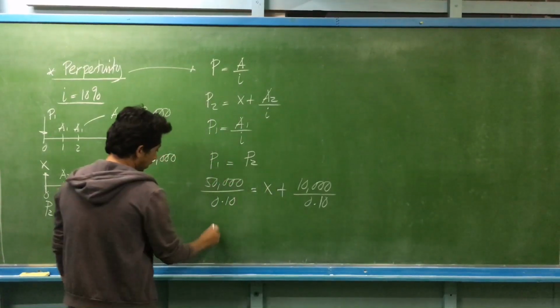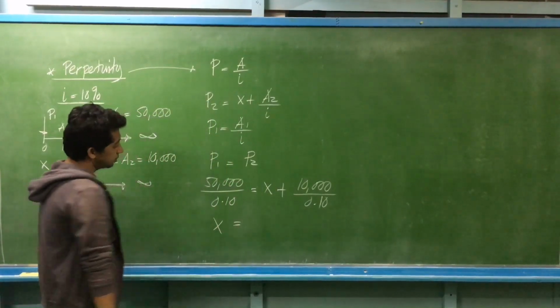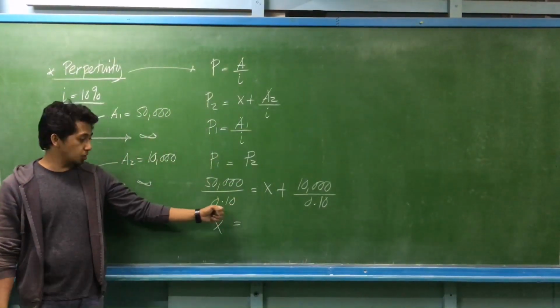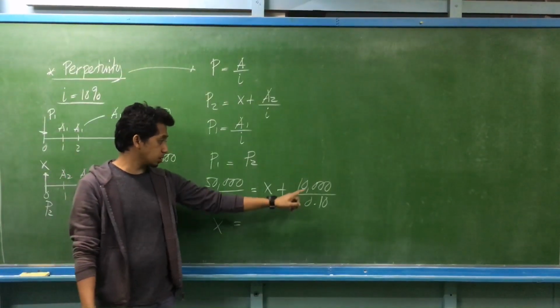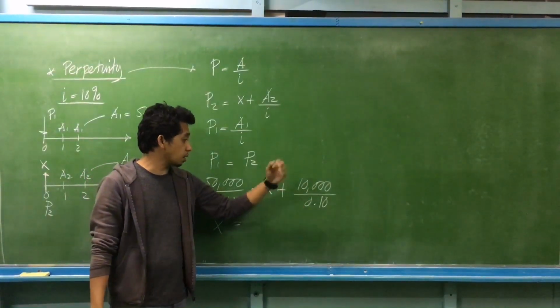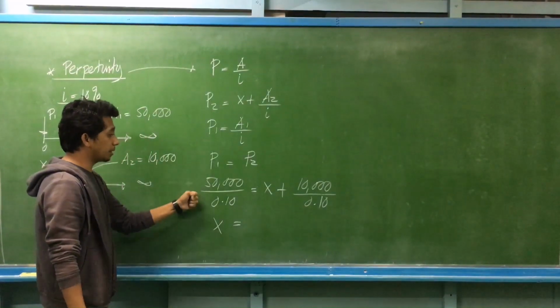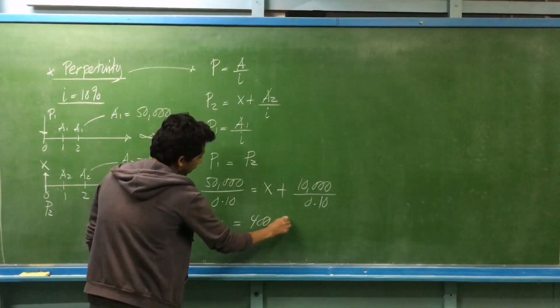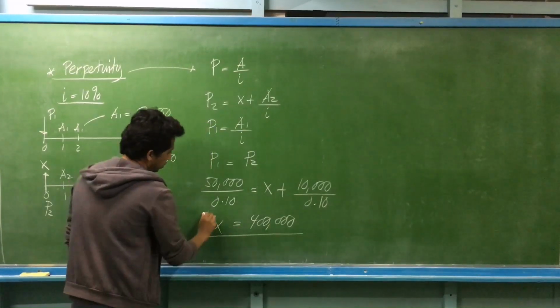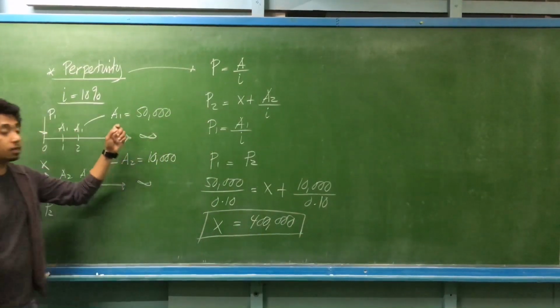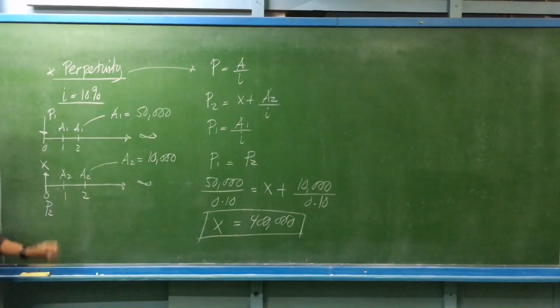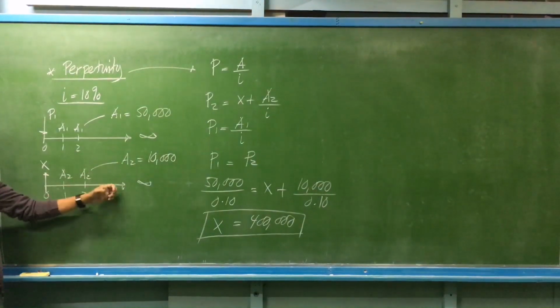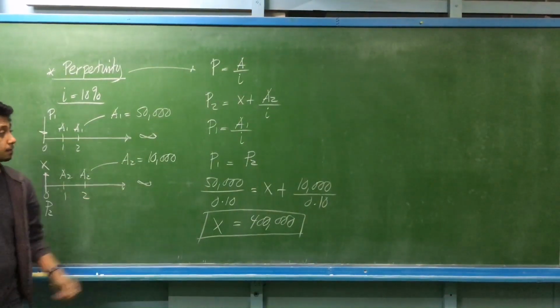So we have the value of X, that is 50,000 divided by 0.10 is 500,000 minus 10,000 divided by 0.10 is 100,000. 500,000 minus 100,000 is 400,000. Ay, para hindi na 50,000 yung expenses every year, gastusin mo yung 400,000 ngayon para 10,000 na lang every year.